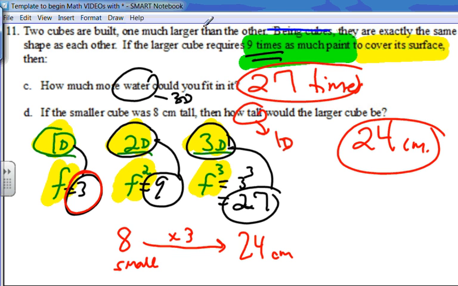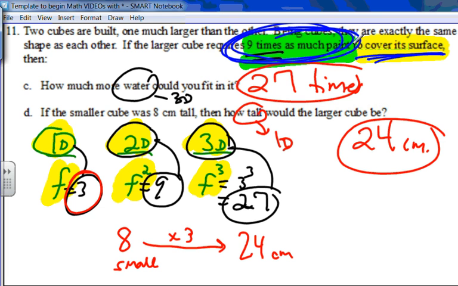So in this problem, the given information is 9 times as much paint. So that's to cover a surface. Surface is 2-dimensional, so 9 is the 2-dimensional scale factor. And so if that's f squared, the 1-dimensional scale factor will be just f. If f squared is 9, then f is equal to 3. 3 squared, and 3 cubed. Now we can answer the questions.